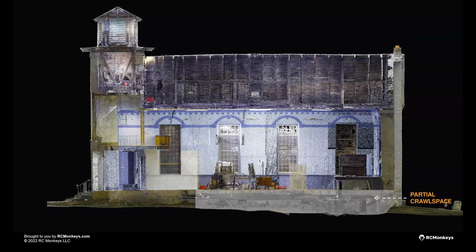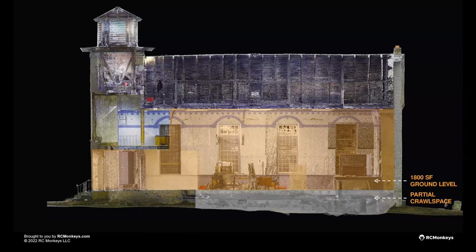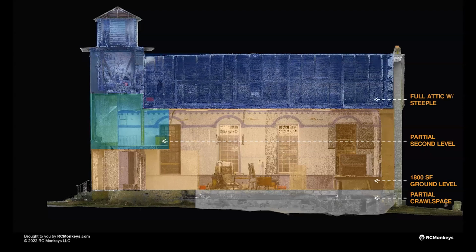We have the partial crawl space. We have a ground level that is 1,800 square feet. So if you're joining from other parts of the world, we're using the metric system. That's about 200 square meters. And then we have a partial second floor, just a small balcony, and then a full attic with a steeple. So all of these spaces were captured with both the RTC 360 and with the Matterport Pro 3.